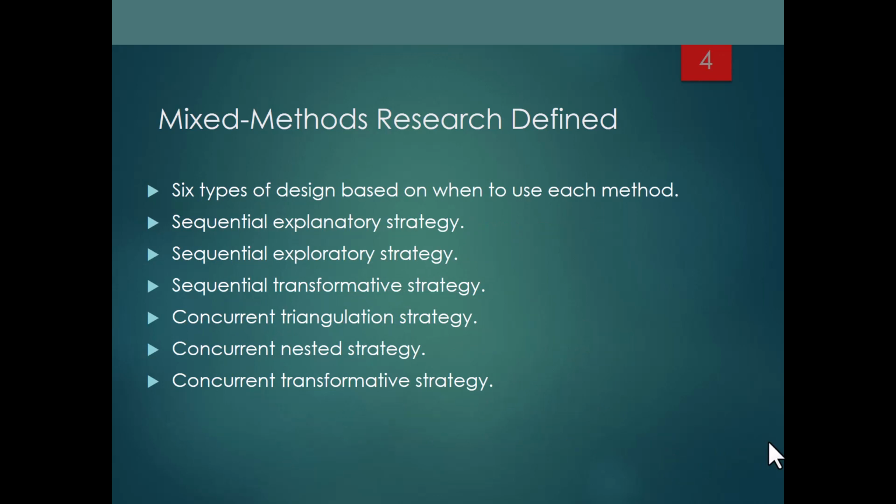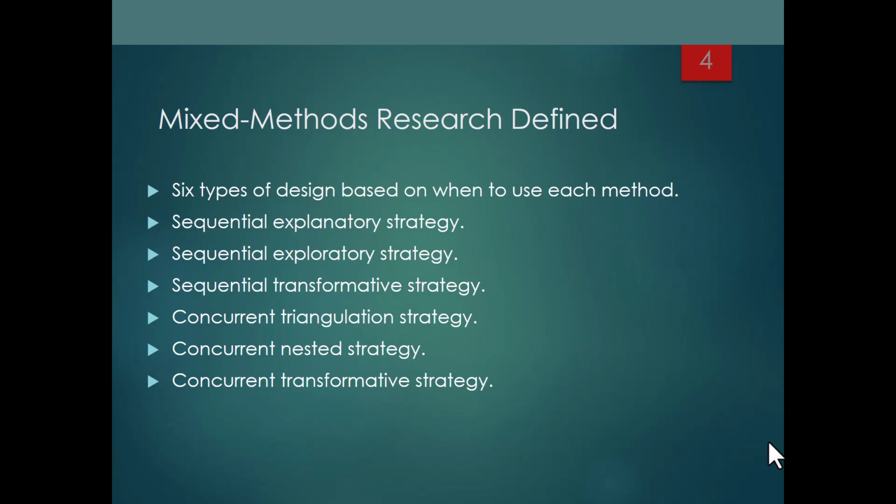With the sequential explanatory strategy, collection and analysis of quantitative data first and then qualitative data. The purpose is to use qualitative data to interpret a quantitative study. With a sequential exploratory strategy, collection and analysis of qualitative data first and then quantitative data. The purpose is to provide insight about a phenomenon. With sequential transformative strategy, either the qualitative or quantitative data are collected and analyzed first. The purpose is to use the best strategy that aligns with the theoretical perspective guiding the study.